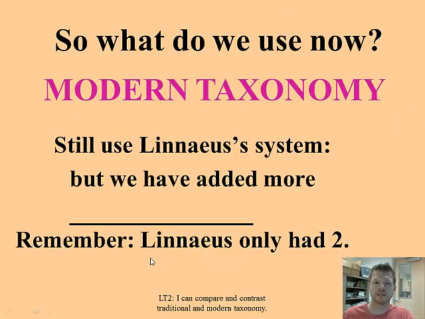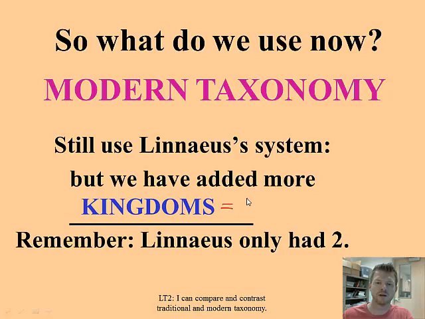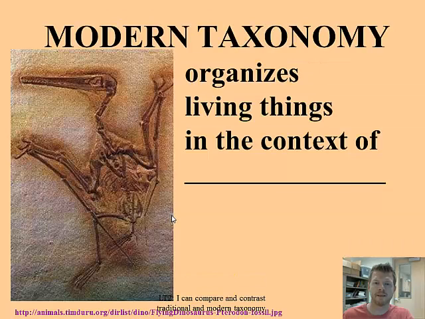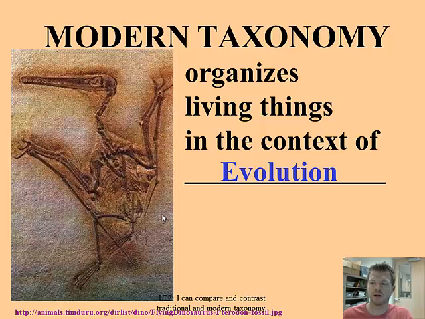So let's take a look at modern taxonomy here. We still use the 7 levels of classification, but we've added more kingdoms. Back in the day there were only 2. Now we use 6. You can see here, those are all of our examples. It would be good to write down each of these examples here. So we want to be able to at least be able to list the 6 kingdoms. And modern taxonomy organizes things based off of evolution. So change over time, we're looking at their evolutionary history. Where did they come from and how are they here today?